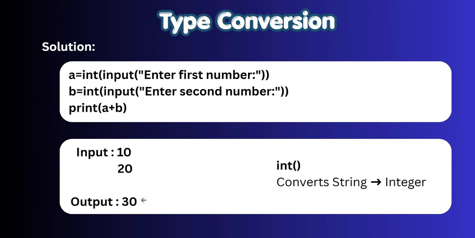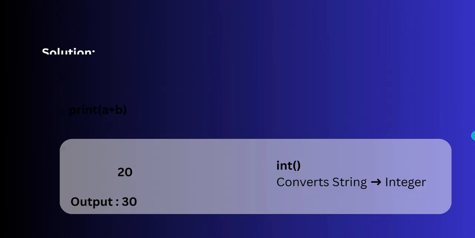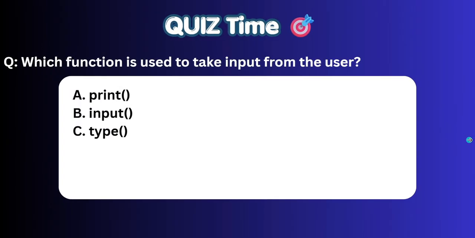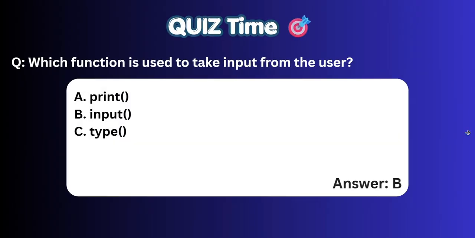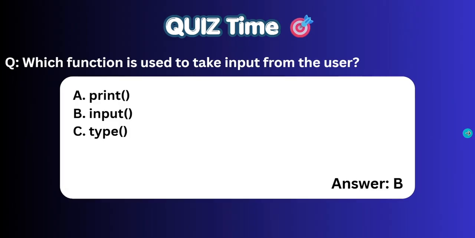Let's do a quick quiz. Which function is used to take input from the user? Option A, print function. Option B, input function. Option C, type function. The correct answer is option B, input function. Great job if you got it right.